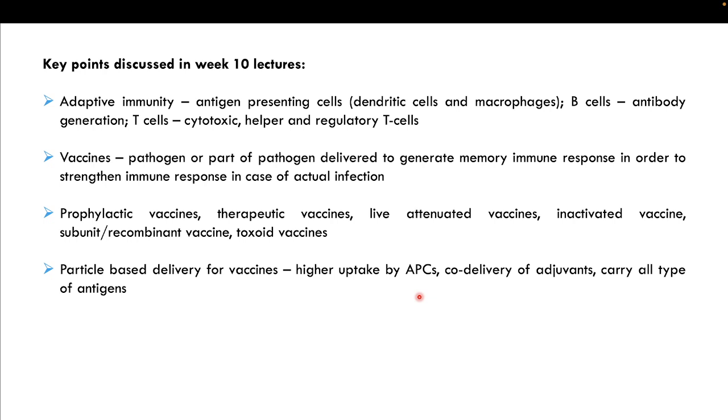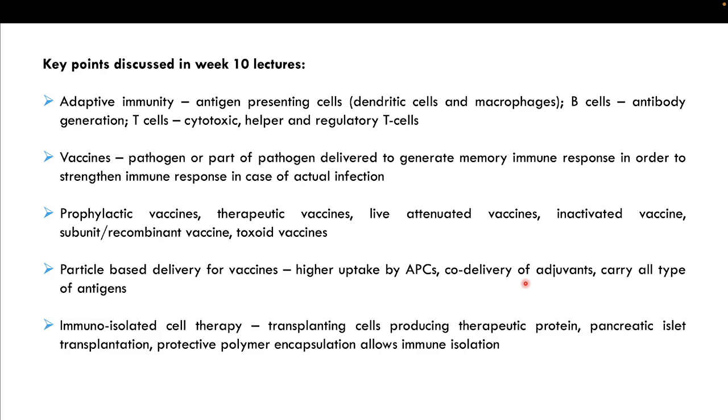Another advantage of delivering vaccines through particles is co-delivery of adjuvants. Adjuvants are molecules which help your immune system to launch a very strong attack. So they enhance the immune system. Along with your antigen, you can also deliver adjuvants because of this particle method. And the next advantage of this method is it can carry all types of antigen. Your antigen need not necessarily be a protein. It could be a DNA, it could be a RNA. All of these could be delivered by making micro and nanoparticles.